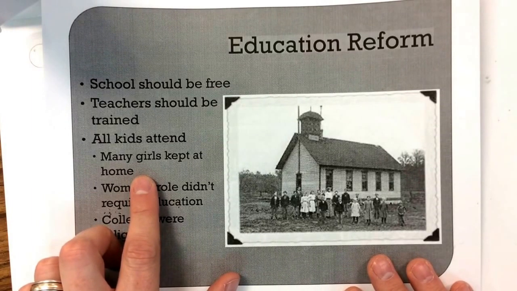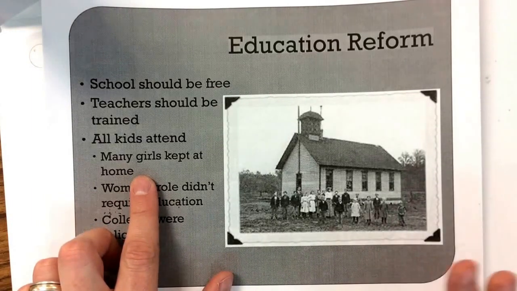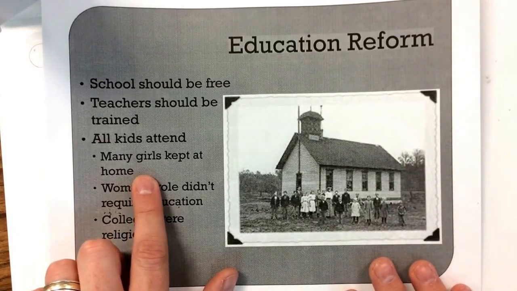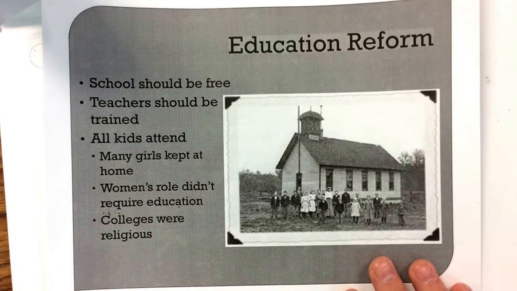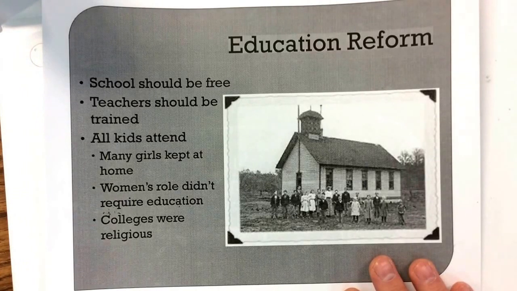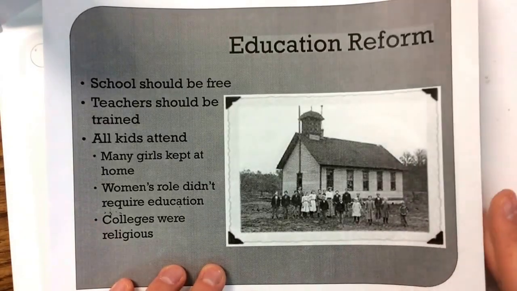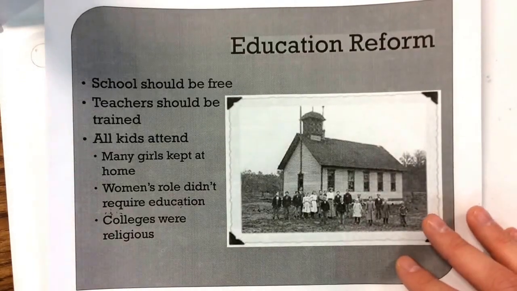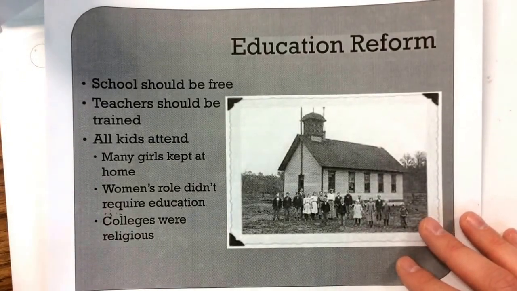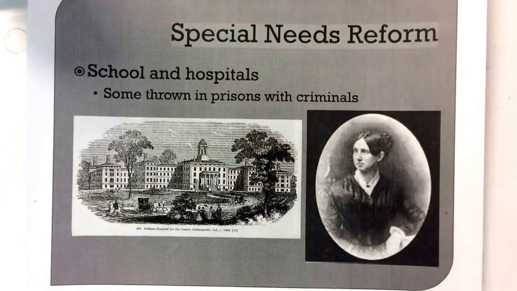For the first time in American history, girls are going to be allowed into schools. We didn't let that happen before. Knowledge is power, and we didn't want that to happen. Women's roles didn't always require an education, usually the homemaker. Well, now they're going to start getting out to work, and that's going to make a big difference. And so more and more women are going to become educated. And the colleges are run by religious organizations: Harvard, Yale, and other schools along that nature are going to be religious based.